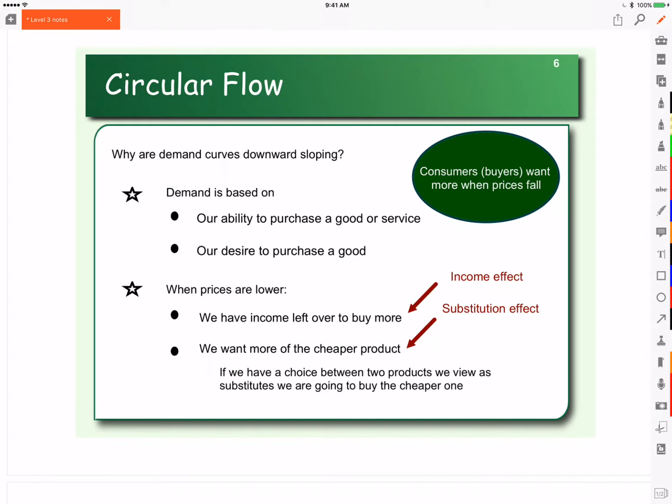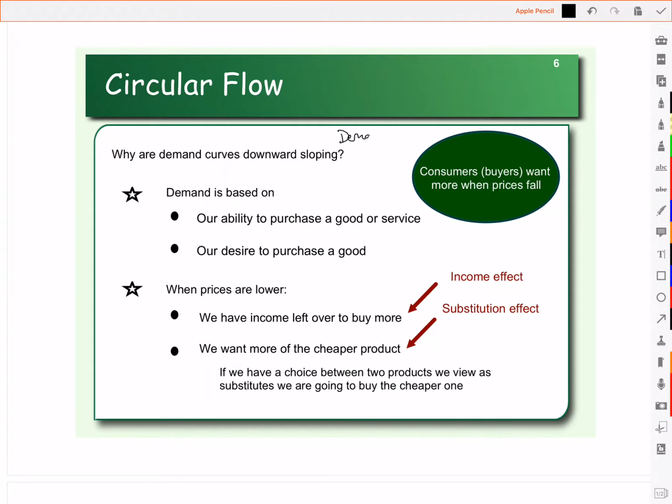So demand is the relationship between price and quantity demanded. And quantity demanded is the amount that we are willing and able to buy at each price level. So we're looking at when price changes, what happens to the amount we are willing and able to buy. So demand is really based on our ability to purchase a good or service.